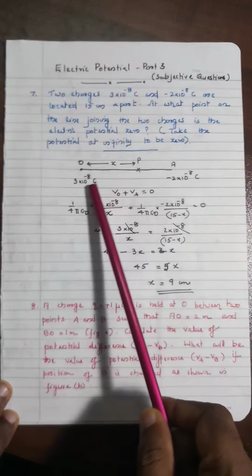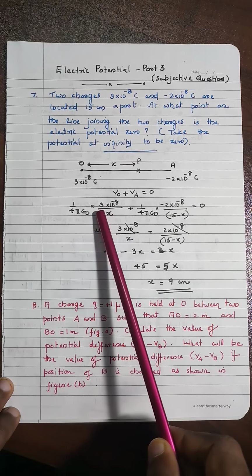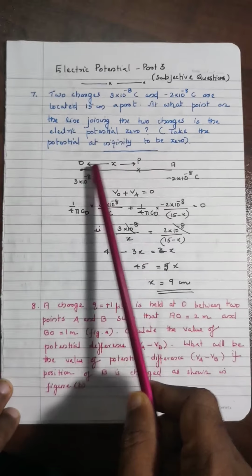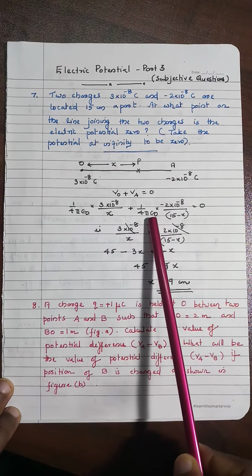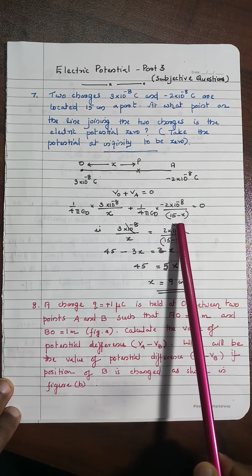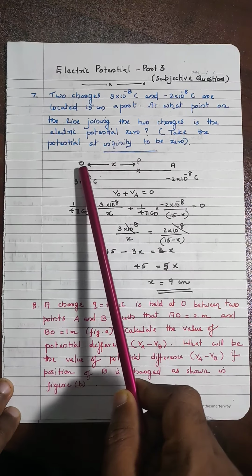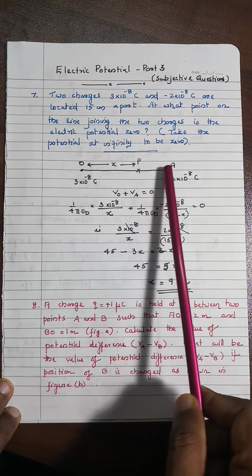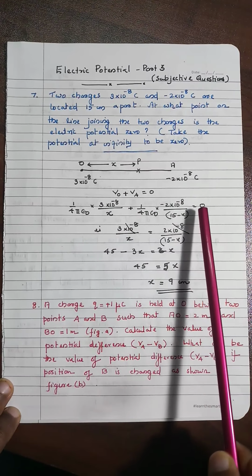So the contribution from O is 1 by 4 pi epsilon 0 into 3 into 10 raised to minus 8 by the separation denoted as X, plus the contribution from A, and here it is with the minus charge, minus 2 into 10 raised to minus 8 by the separation. From O to P we take as X, and hence the separation AP is 15 minus X. So it should equal to 0.